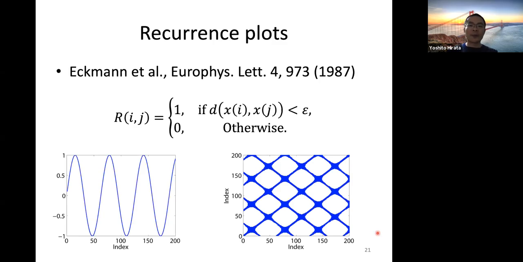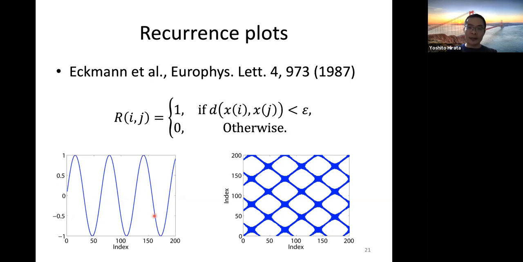Recurrence plot was originally proposed for visualizing time series data. Both axes correspond to the same time axis. For a pair of times, we calculate the distance, and if the distance is smaller than a threshold, epsilon, then we plot a point at the corresponding place. Otherwise, we do not plot a point there. This simple graph can show a lot of things.